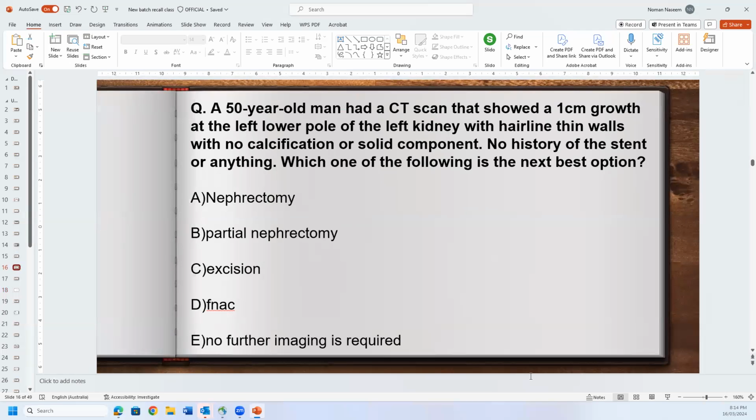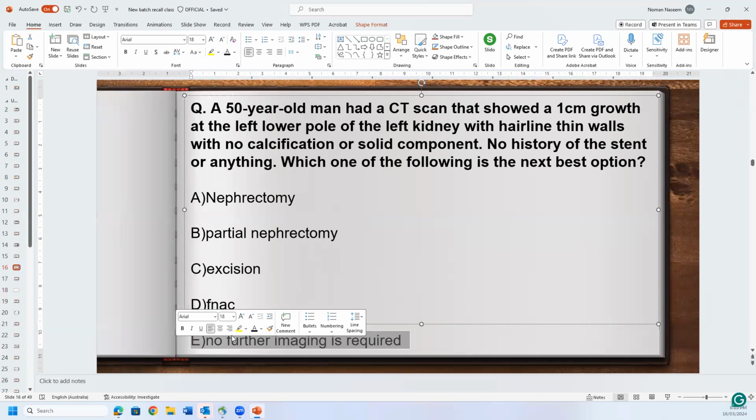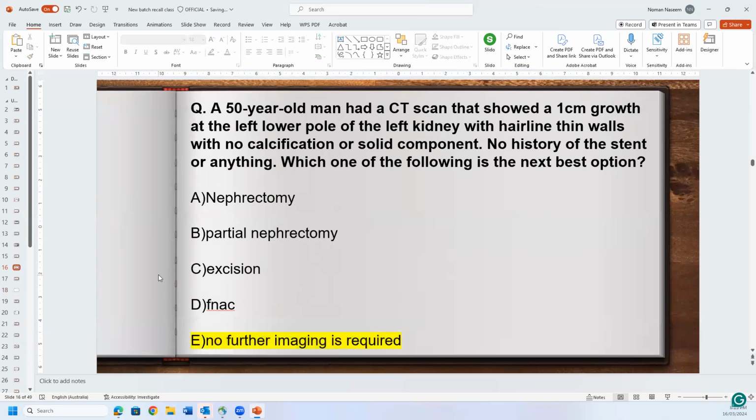Very good. So it's less than 4 centimeter, thin hairline, no calcification or solid component. So the best option is no further imaging is required in this patient. It's a simple renal cyst. Is it clear, everyone? Okay, that's good.